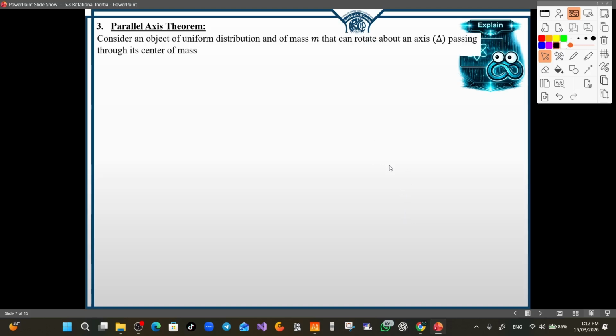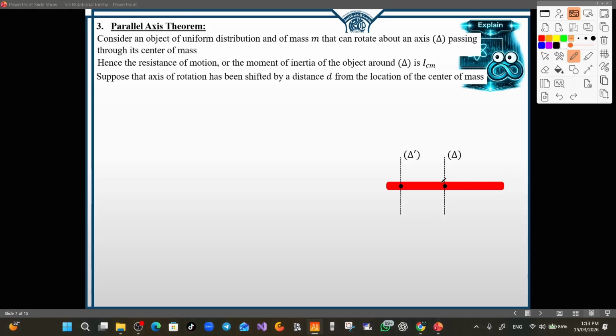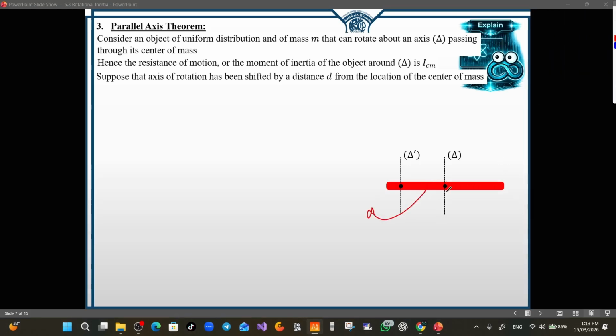Consider an object of uniform distribution and of mass m that can rotate about an axis that passes through the center of mass. Hence the resistance of motion, or the moment of inertia, let's call it I center of mass. Suppose that the axis of rotation has been shifted by a distance d from the location of the center of mass. Now we have shifted the axis of rotation, let's say, to the left, to this location. This is the new axis of rotation, and the whole system will start rotating around this fixed axis.